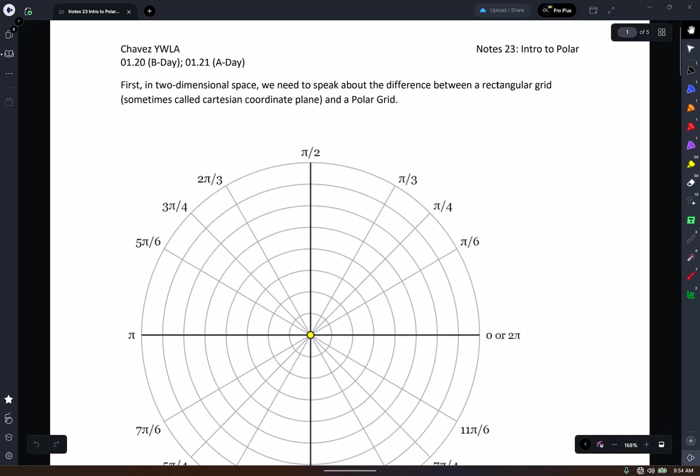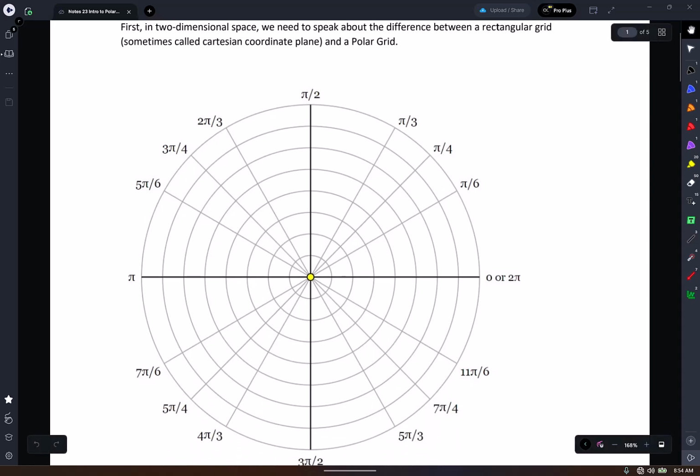All right, so here we go, guys. I'm just starting right now. It says intro to polar. We're about to start. What you're looking at is a polar grid.